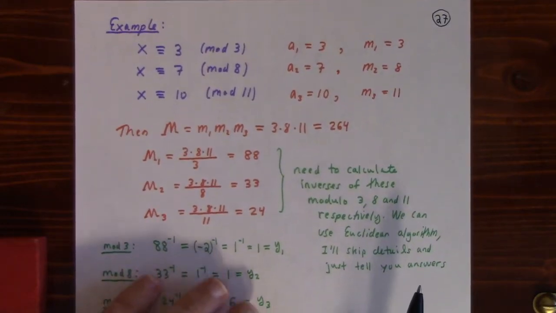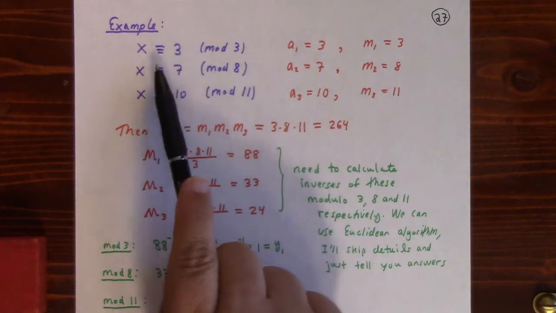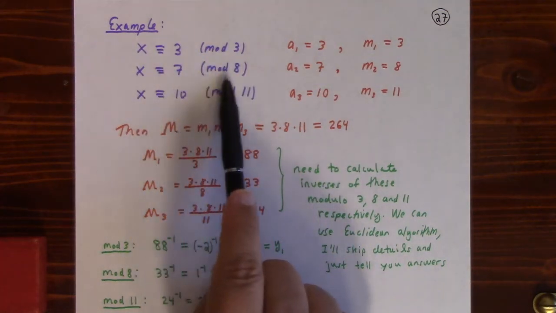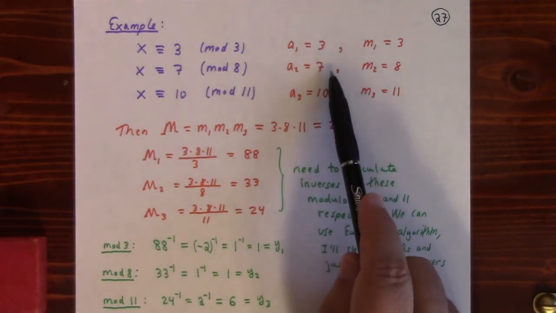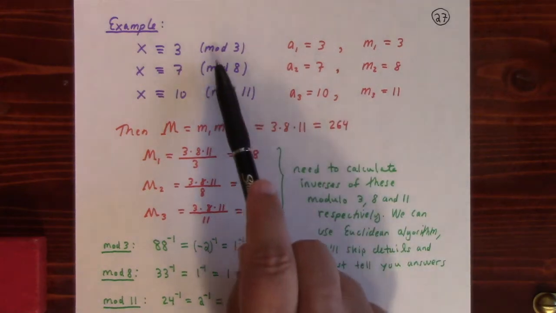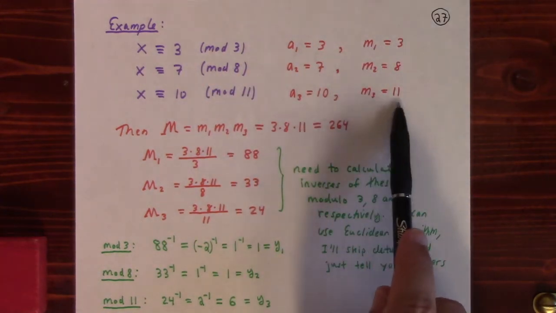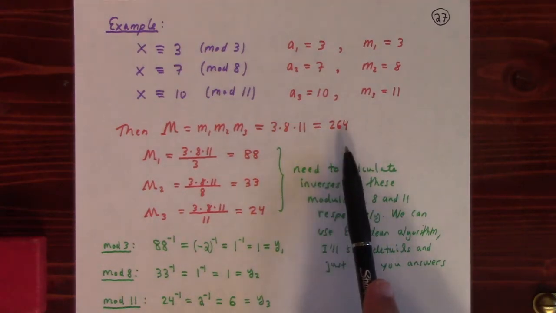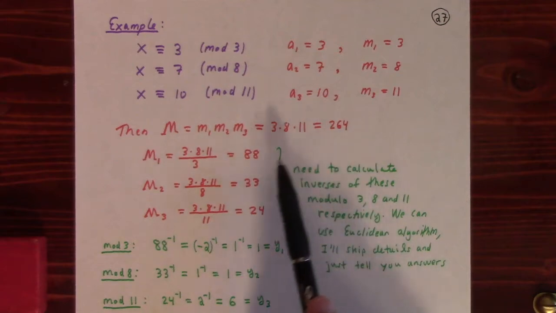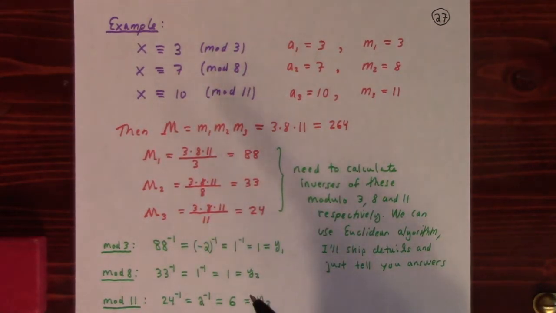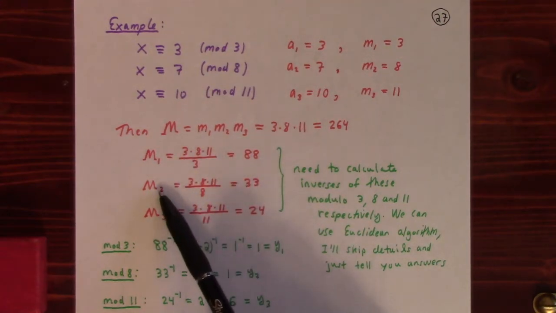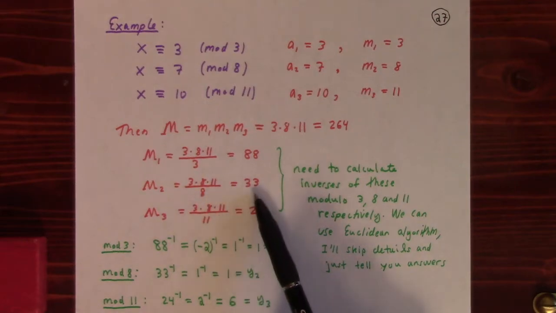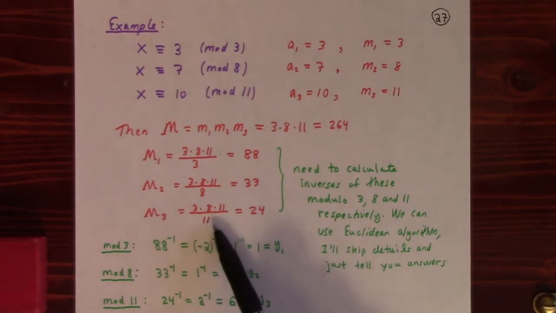If I want to solve X congruent to 3 mod 3, X congruent to 7 mod 8, X congruent to 10 mod 11, well, what I face is A1 is 3, A2 is 7, A3 is 10. My moduli, m1 is 3, m2 is 8, m3 is 11. So then I form my big M's. First of all, the product of the moduli is 264. My big M1 is big M divided by 3, which is 88. Big M2 is big M divided by 8, which is 33. My big M3 is my big M divided by little m3, which is 24.